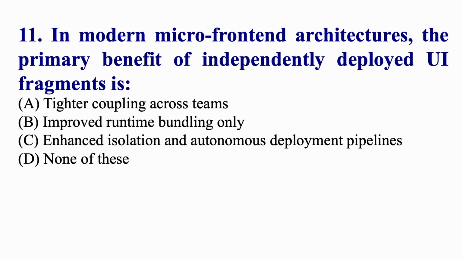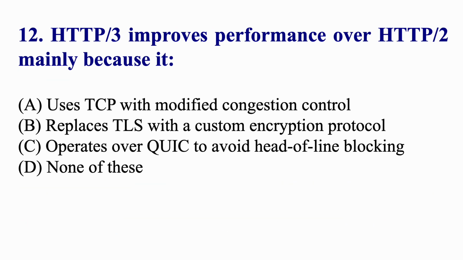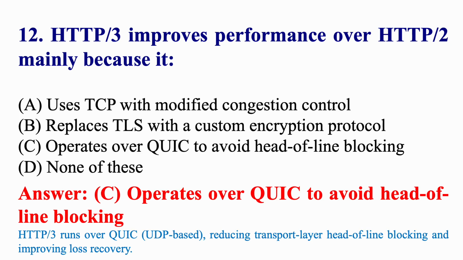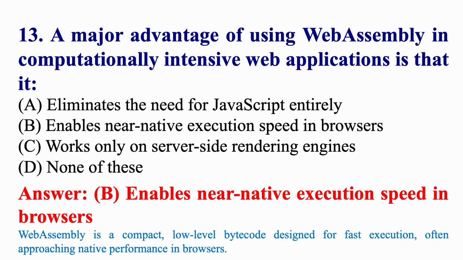In modern micro-frontend architectures, the primary benefit of independently deployed UI fragments is enhanced isolation and autonomous deployment pipelines. HTTP/3 improves performance over HTTP/2 mainly because it operates over QUIC to avoid head-of-line blocking. A major advantage of using WebAssembly in computationally intensive web applications is that it enables near-native execution speed in browsers.